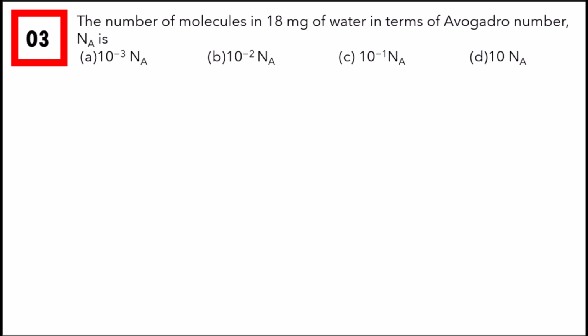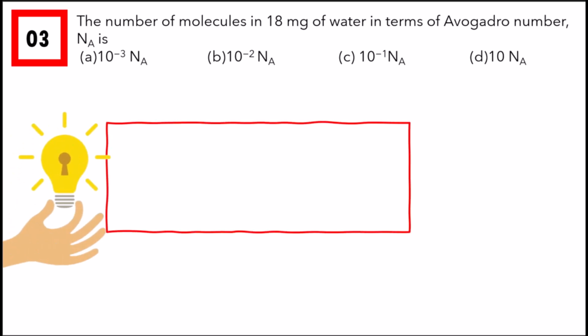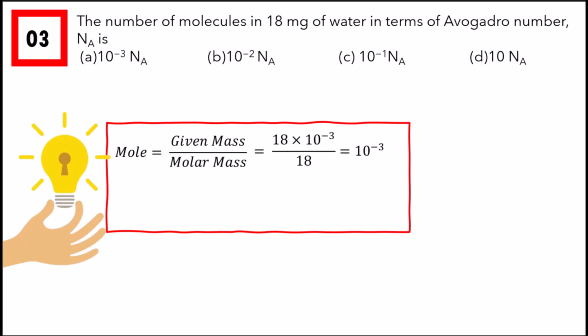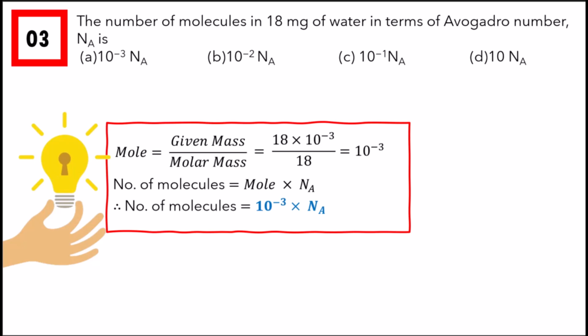Now, in this question, the number of molecules is found in terms of Avogadro number. That means the Avogadro number is not multiplied with the rest of the answer. Let me explain what I mean. First, find the mole. The given mass is 18 milligram, so convert it into gram: 18 into 10 to the minus 3 divided by 18. So the mole is equal to 10 to the minus 3. As we discussed earlier, the final answer has to be expressed in terms of Avogadro, so don't put in the value of Avogadro. Let it be symbolic. So finally the answer is 10 to the minus 3 multiplied by Avogadro, and the correct answer is option A.